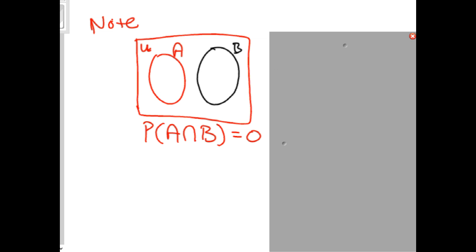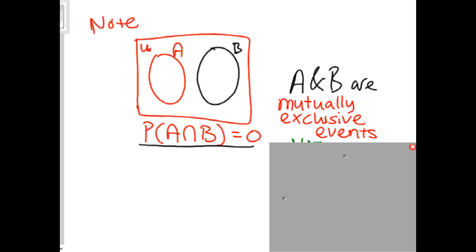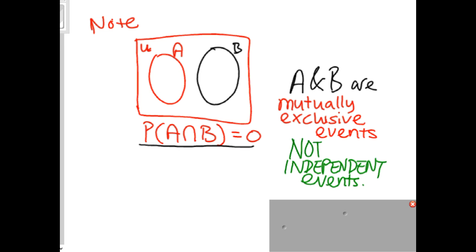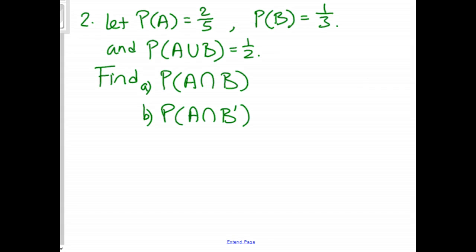Independent does not mean that A and B have no intersection. This particular case of A and B having no intersection is called mutually exclusive. Be aware of this.